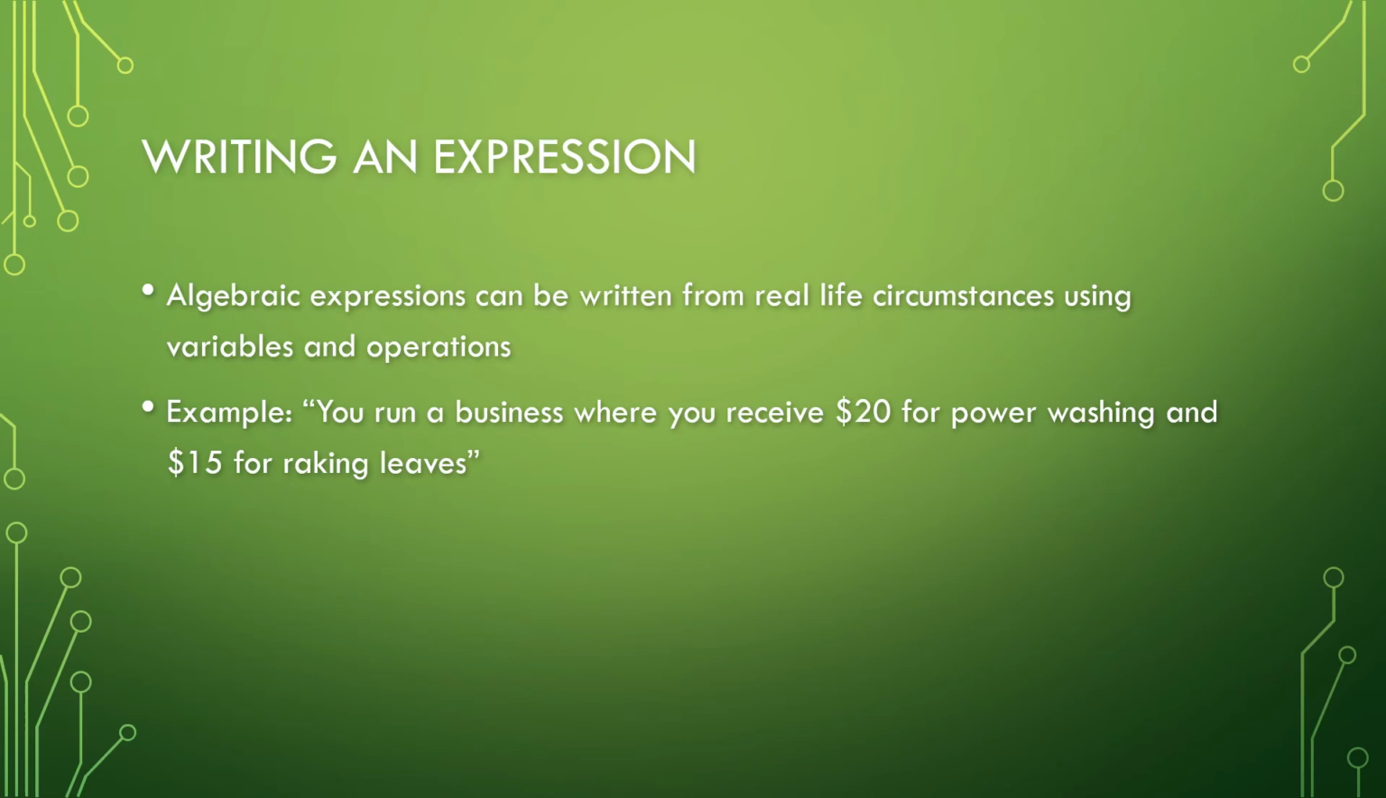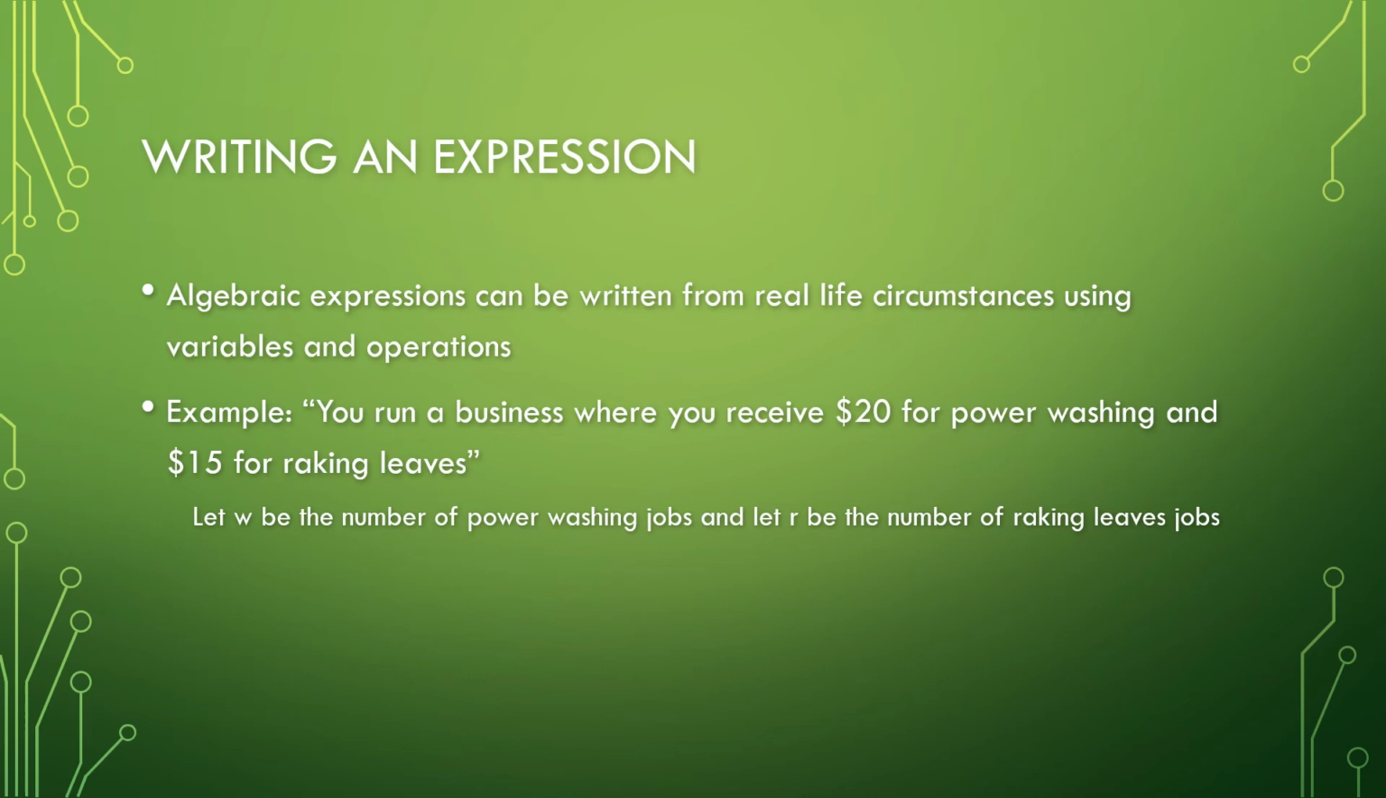So, let's define some variables. We're going to let W be the number of power washing jobs, and we're going to let R be the number of raking leaf jobs. When we do that, we're going to be connecting 20 with W and 15 with R because that's where they relate in our story. Then, what we can do is take 20W plus 15R because in our business, both of these will be making money. We'll be adding them up to figure out our total amount of money.